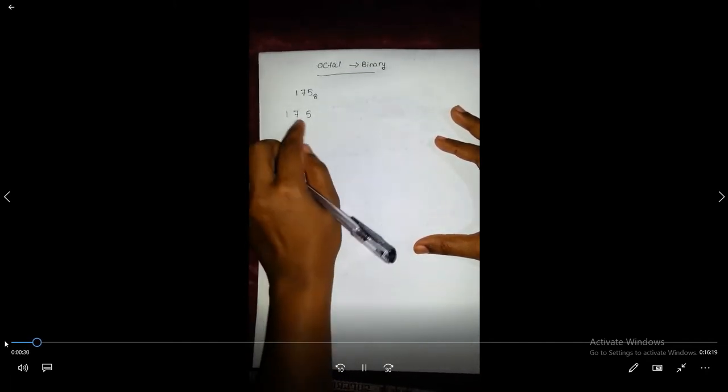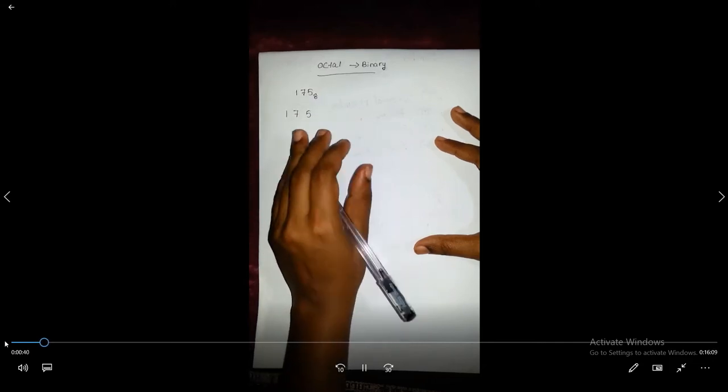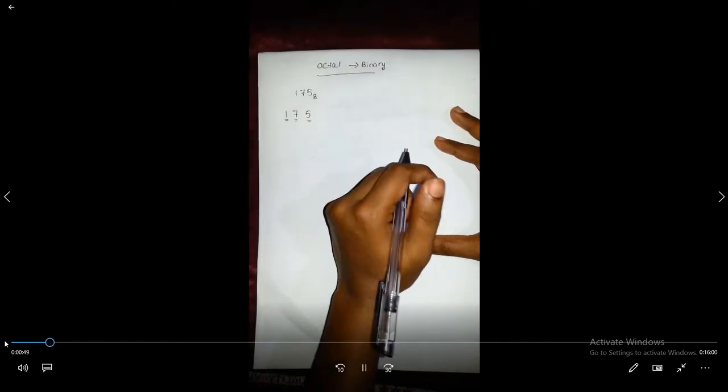What I have to do is write this one. I'm writing these digits separately, right? So 175. Now I'm thinking these are separate digits: this is 1, this is 7, and this is 5. I think those are decimal numbers now. This is decimal 1, this is decimal 7, and this is decimal 5. Forget about this octal thing.